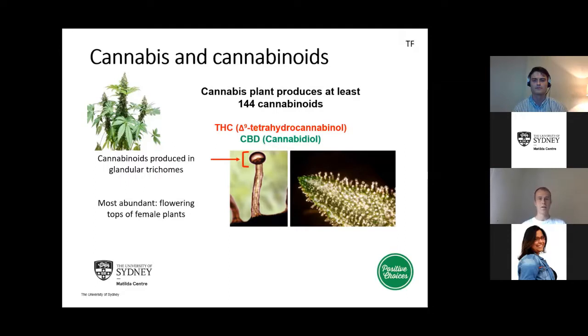So you find these glandular trichomes and hence the cannabinoids in the most important part of the cannabis plant, which is the flowering tops of the female plants. And so you can see this on the image on the right here. You see a very high density of these trichomes, and that's where the cannabinoids are produced. And if we think about these trichomes, this can lead us to understand why different cannabis products are made and why they might have different health effects.